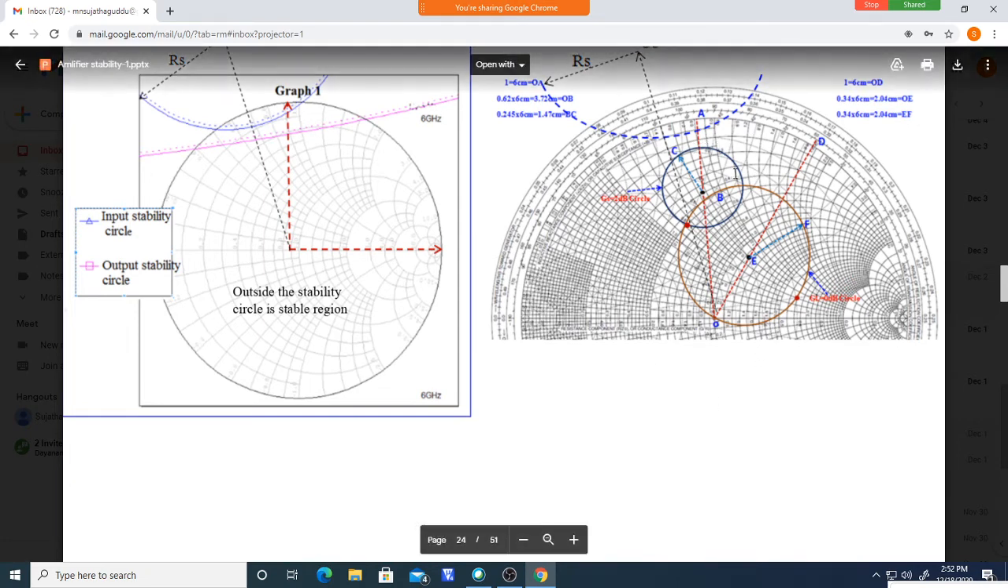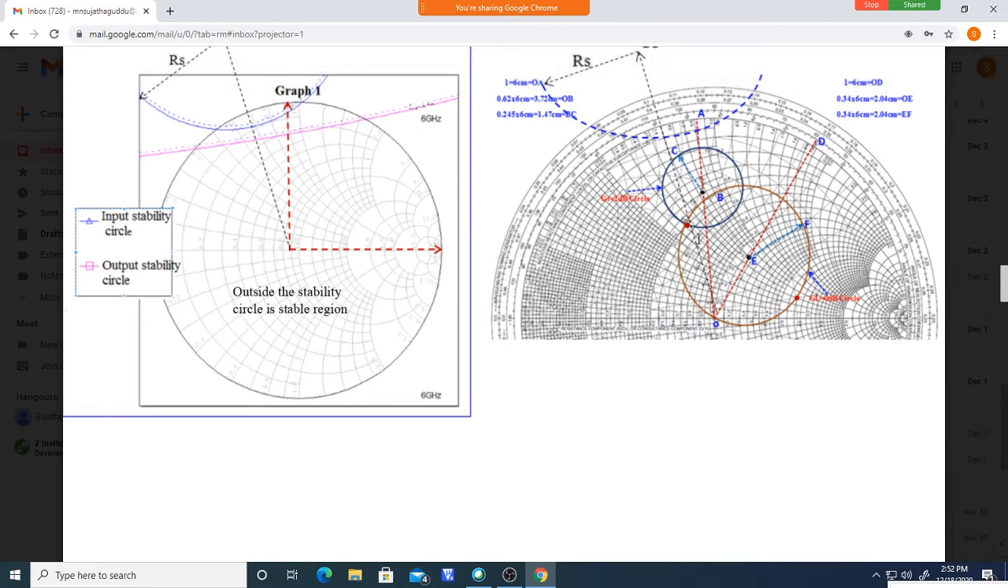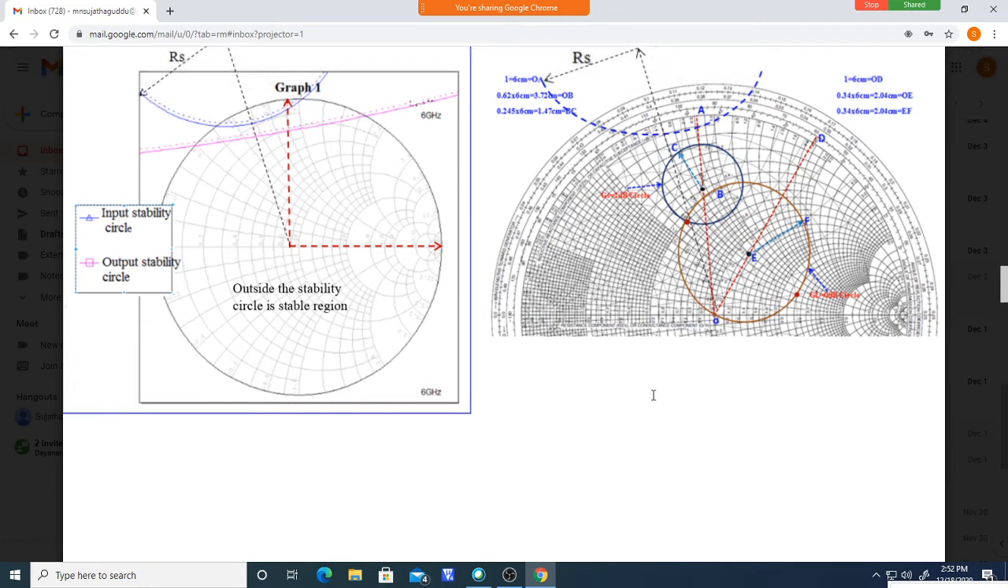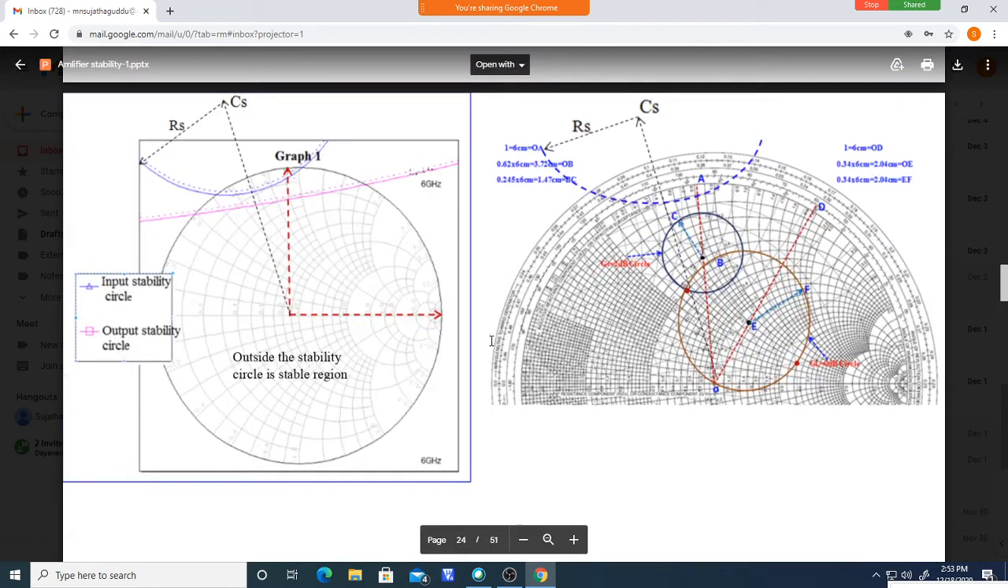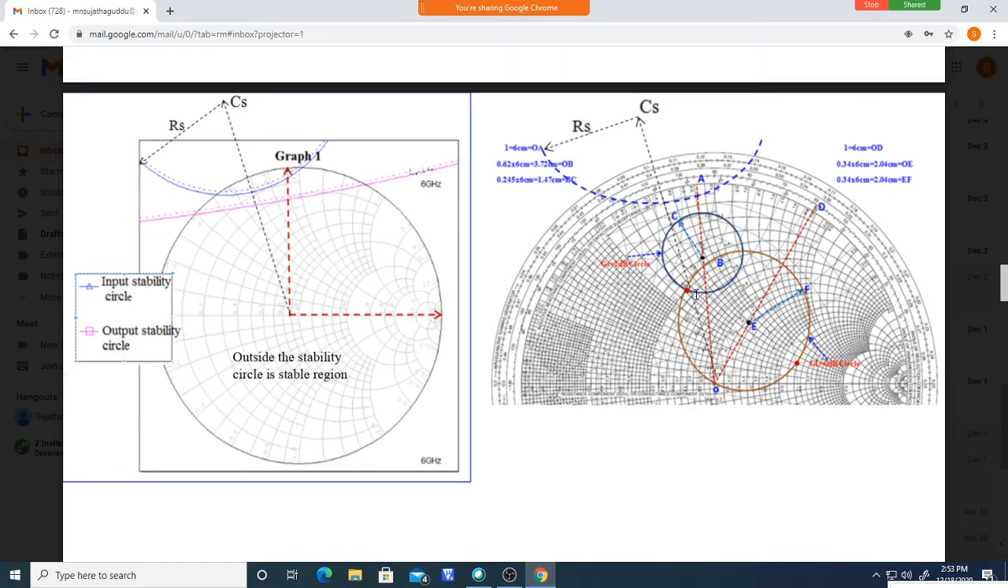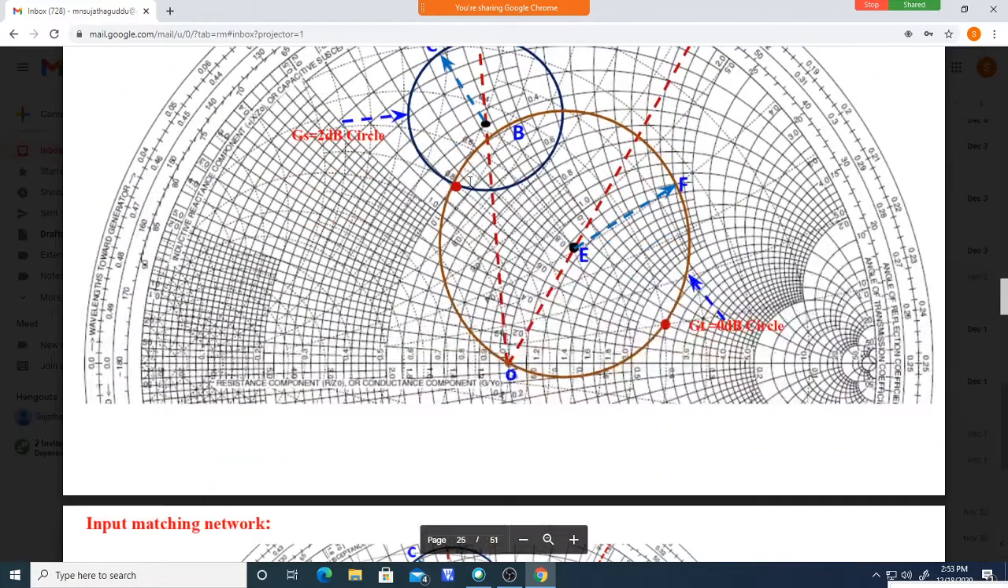After drawing this, you choose one point like this and do the impedance matching network. I have taken this point and I did it here like this. See, I have chosen some point like this. It is in the stable region, because instability is here. It is unstable here, but my point is here, so it is in the stable region only. So I am in the stable region.